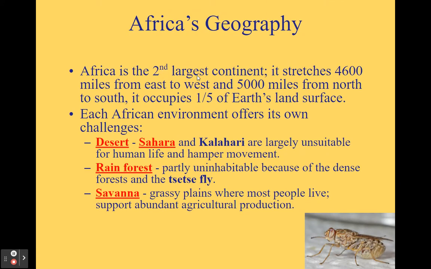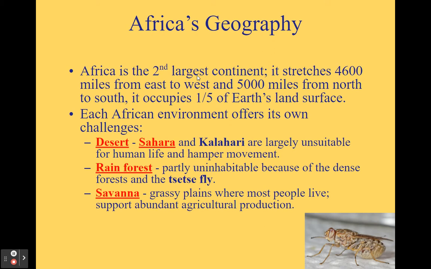Now, Africa is the second largest continent. It stretches about 4,600 miles from east to west and 5,000 miles from north to south, and it occupies 1/5 of the Earth's land surface. Now, each of the environments offers its own challenges. Obviously, there's a lot of desert.